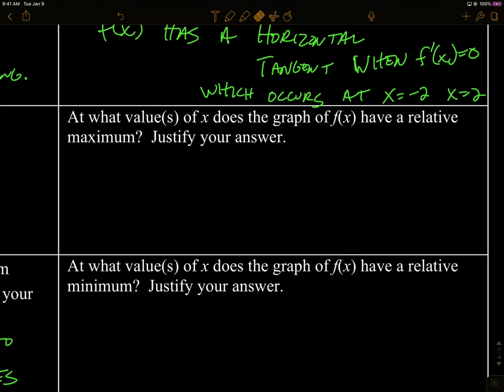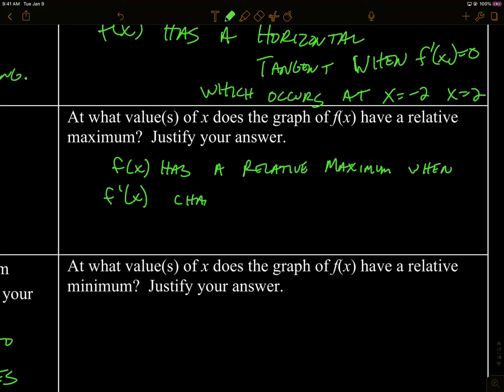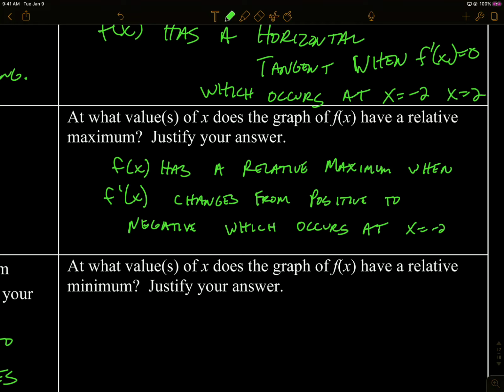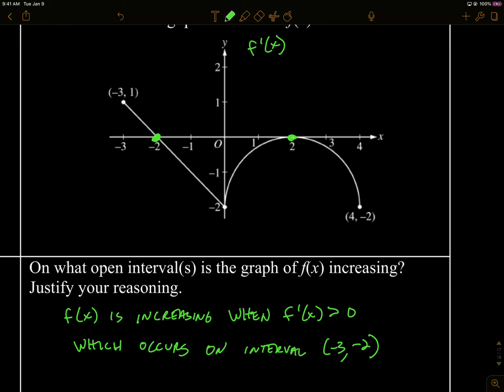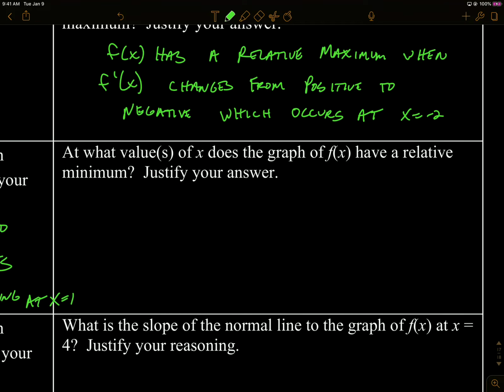So we're going to say that f of x has a relative maximum when f prime of x changes from positive to negative, which occurs at x equals -2. Right? That's right here. The derivative switches from positive to negative.